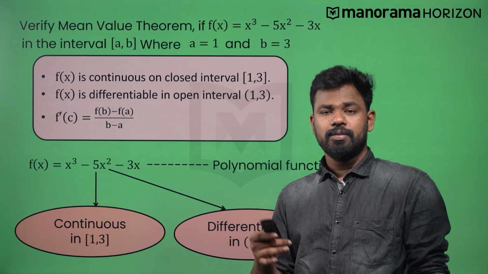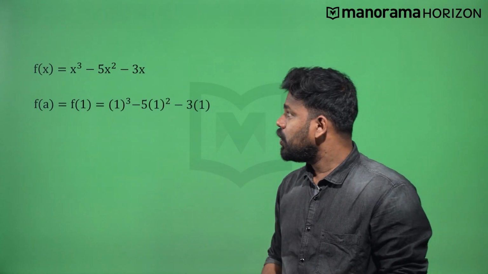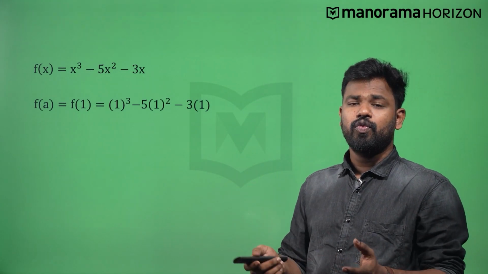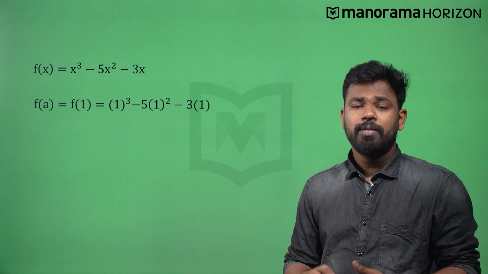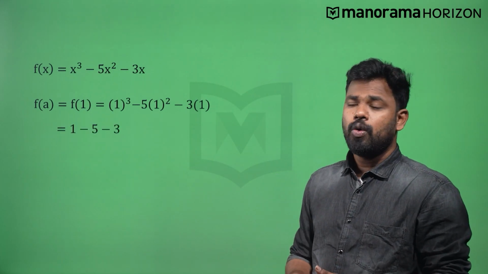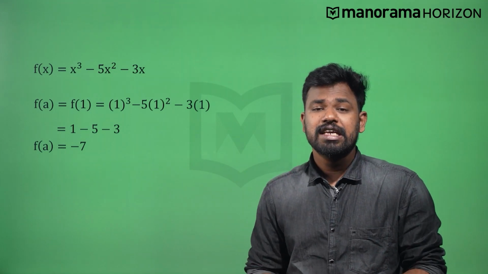Now according to the theorem, let us find what is f dash c. To find that, we have f of x is equal to x cubed minus 5x square minus 3x. To find the value of f of 1, substituting x is equal to 1, you get 1 cubed minus 5 into 1 square minus 3 into 1, that is nothing but 1 minus 5 minus 3, or f of a, which is equal to minus 7.